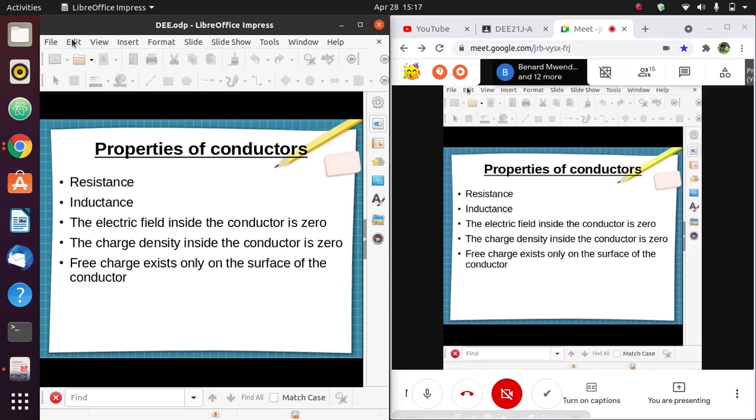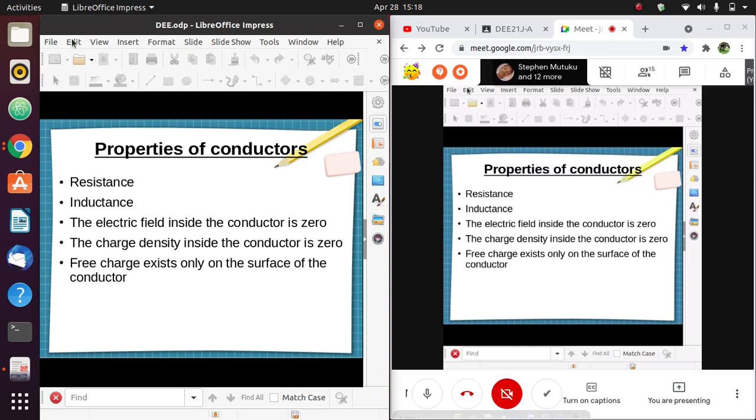Kuna kitu inaitwa inductance. I don't know if you have interacted with that term inductance before. Umepatana na mahali? Yeah. So when you pass electricity through a conductor, you'll find that that conductor generates an EMF. You'll find that a change in the current passing through that conductor will generate a magnetic field around it. That magnetic field then induces an EMF. So that EMF will oppose the change in current. Ile current ambayo inaisababisha, it will oppose it.